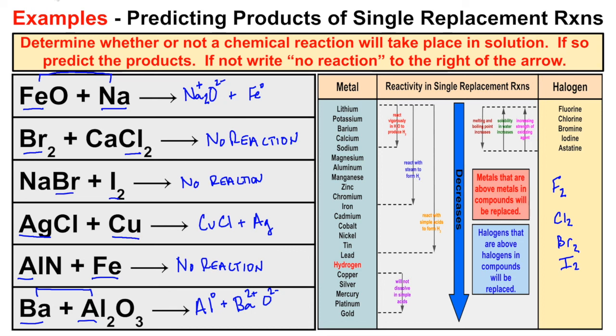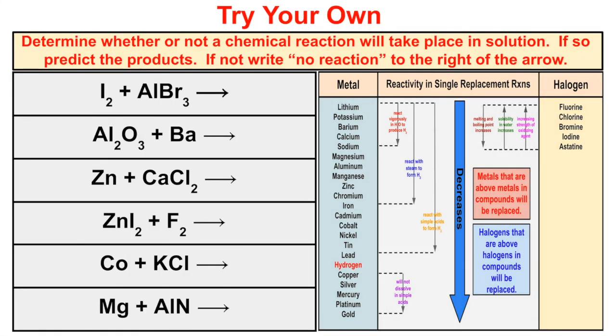All right, okay, let's try some on your own. What I would do at this point is pause the video and try these on your own. So you have to predict whether a chemical reaction is going to take place here. Same thing right here, same thing right here. In fact, predict whether a single replacement reaction is going to occur. And if a reaction will occur, go ahead and write the products of the single replacement reaction. And I'm going to give you the answers right about now.